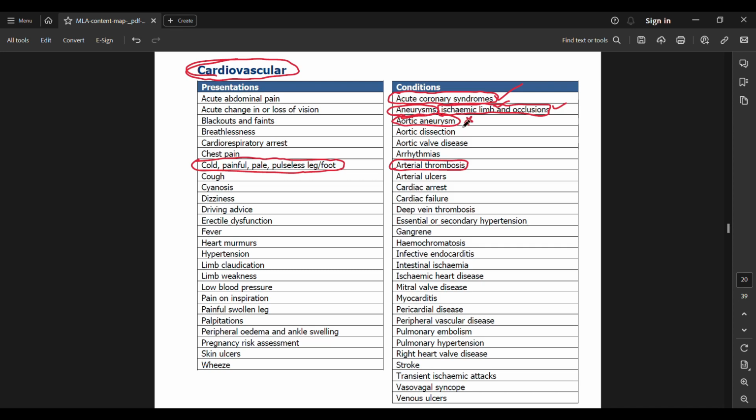This will probably show up as a combined station. What that means is you'll probably have a mannequin or a patient, and you'll have to actually perform an abdominal examination on them and figure out that they have an aortic aneurysm.